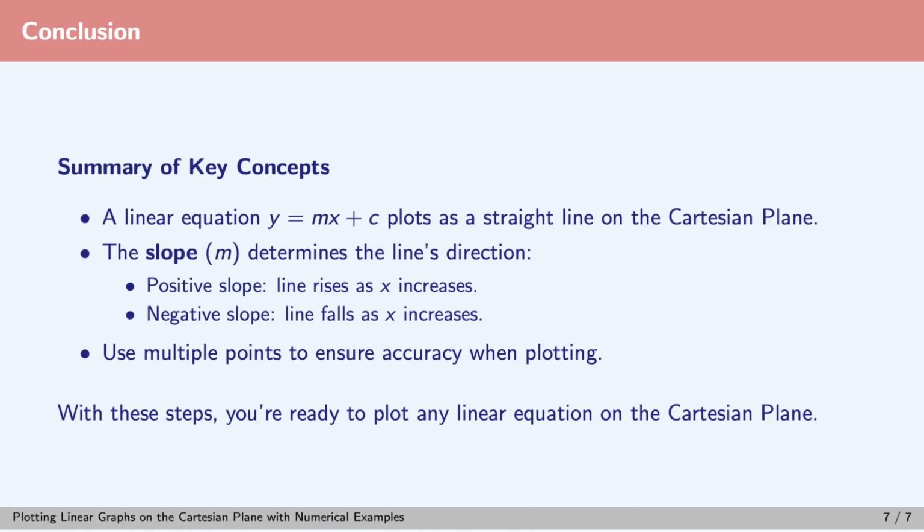To wrap it all up, every linear equation in the form y equals m times x plus c draws a straight line on the Cartesian plane. The slope, or m, is the line's attitude. If it's positive, the line goes up. If it's negative, it comes down. And the y-intercept, c, is where the line introduces itself on the y-axis. Using just a few points, we can bring any line to life.